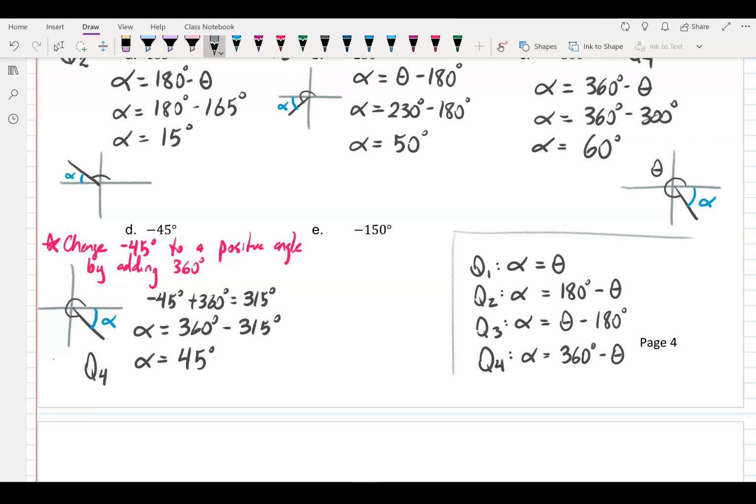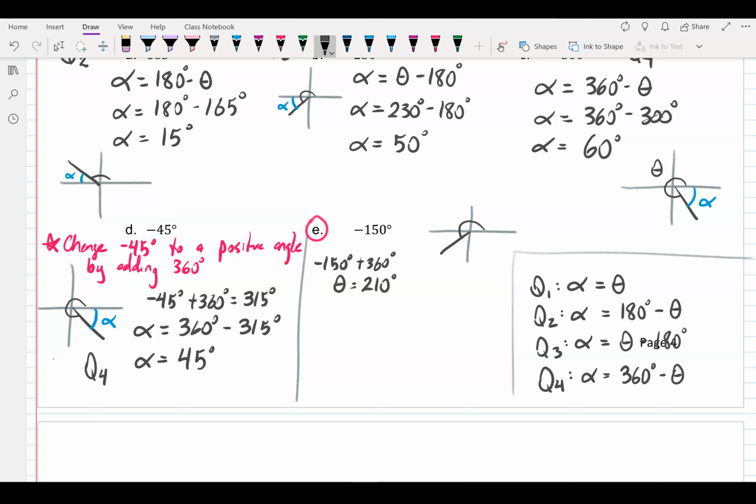Negative 150 is down here somewhere. Negative 150 is actually this angle, but I'd rather go from the positive x because then our rules will work. So negative 150 degrees plus 360. That gives an angle of 210. Okay, 210 degrees, and this is quadrant 3. Quadrant 3, this is our formula that we use, okay? So our reference angle is 210 minus 180. Or in other words, our angle is actually 30 degrees.